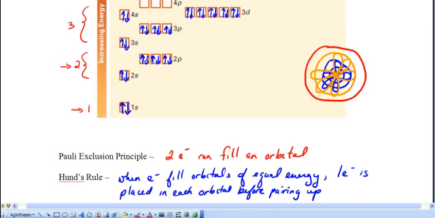Okay, in the next podcast, we're going to take a look at individual elements, and we're going to show you where their electrons are placed.